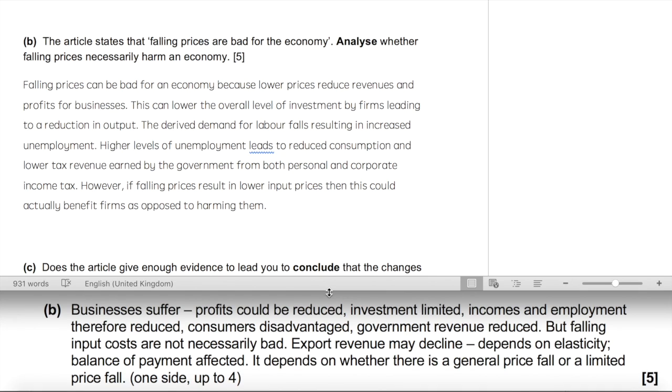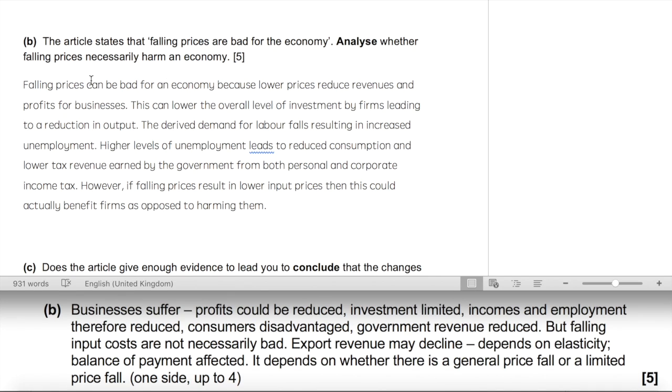But then we have to give the counter side, right? So here you can see this is one side, up to 4 marks out of 5. We need to have one counter argument in there. So the article states that falling prices are bad for the economy. Analyze whether falling prices necessarily harm an economy. The keyword necessarily means, is it always going to be the case?